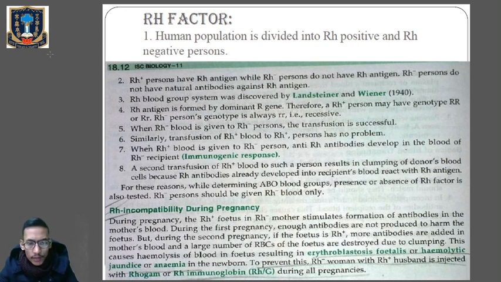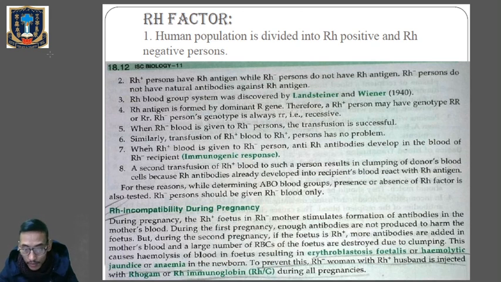But when Rh positive blood is given to Rh negative persons, then there will be immunogenic responses because anti-Rh antibody will develop in the blood of the Rh negative recipient. Okay, and a second transfusion of Rh positive blood to such a person results in clumping of the donor's blood cells, called Rh antibody, and these things we are going to learn about by Rh incompatibility during pregnancy. This we have learned in class 9 also.